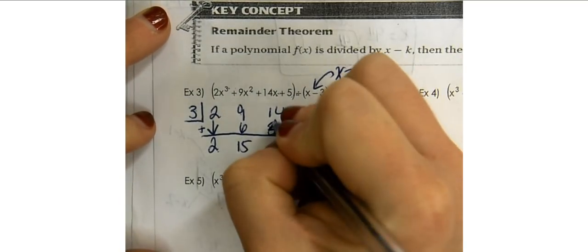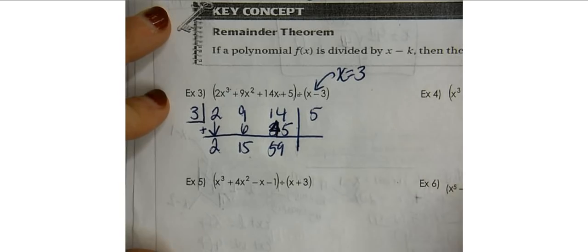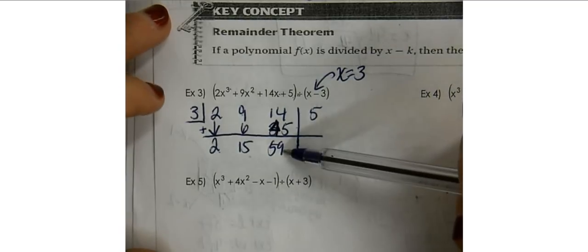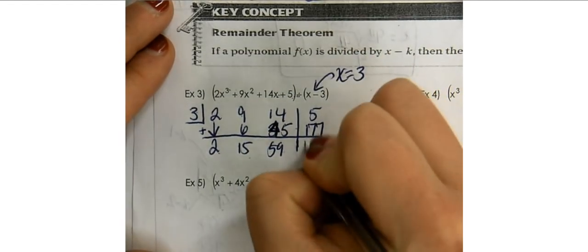And I'm going to add going straight down. 14 plus 45, that's equal to 59. And I'm now going to multiply 3 times 59. 3 times 59 is 177. And 5 plus 177 is 182.